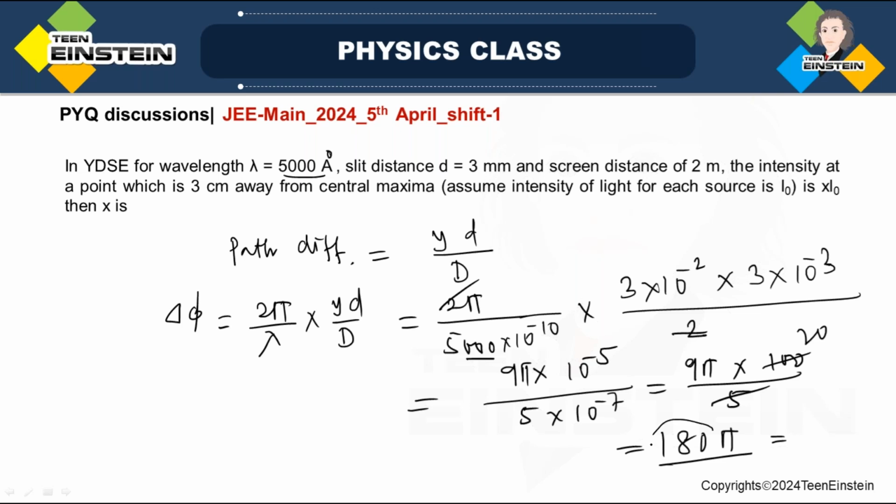See, this is actually an even number, right? This is an even number, right? So I can say this will be the position of a bright fringe.